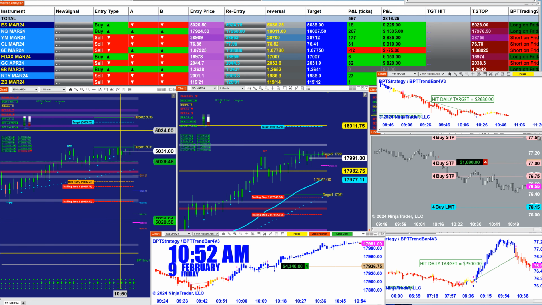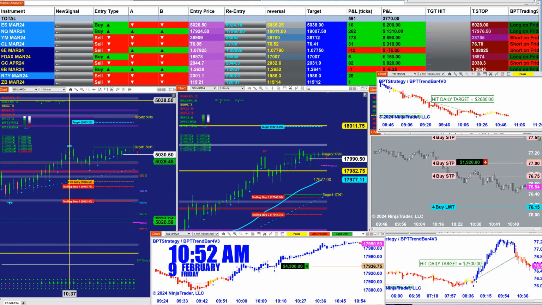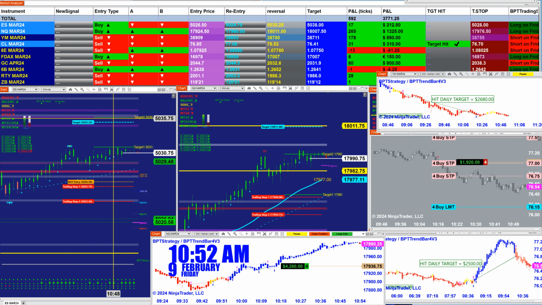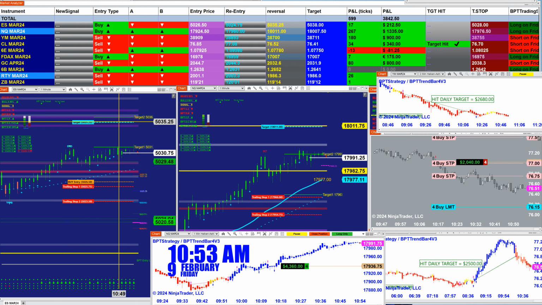So if we can hit, there is another system from the market analyzer indicating the target 5035.25, and the institutional number is 5036. There are two different systems with two different targets on the ES. They're almost next to each other, indicating this is the end of the line for the morning session.